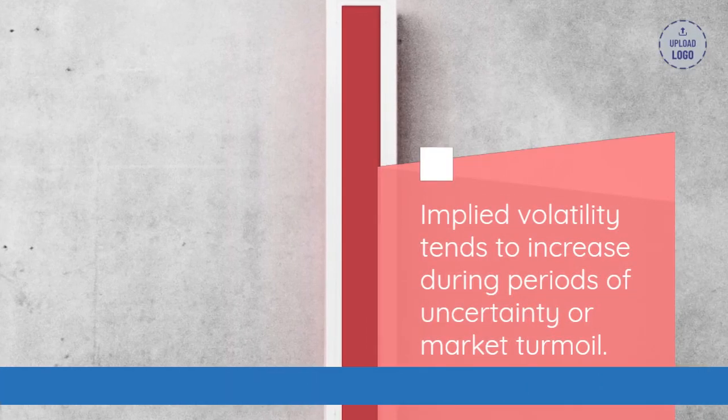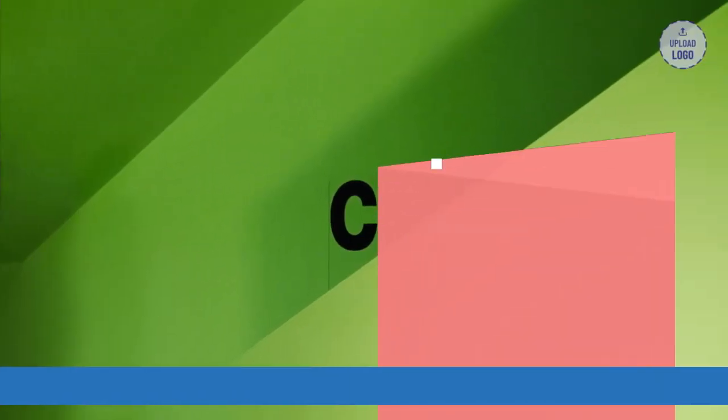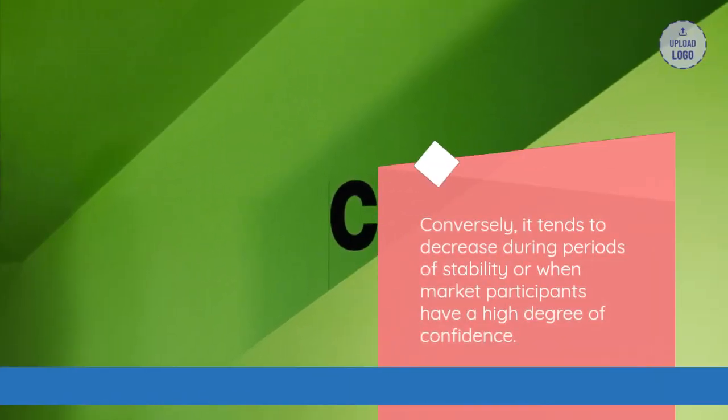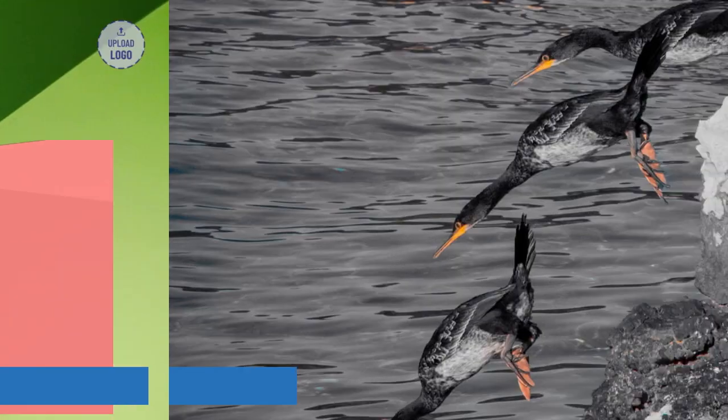Implied volatility tends to increase during periods of uncertainty or market turmoil. Conversely, it tends to decrease during periods of stability or when market participants have a high degree of confidence.